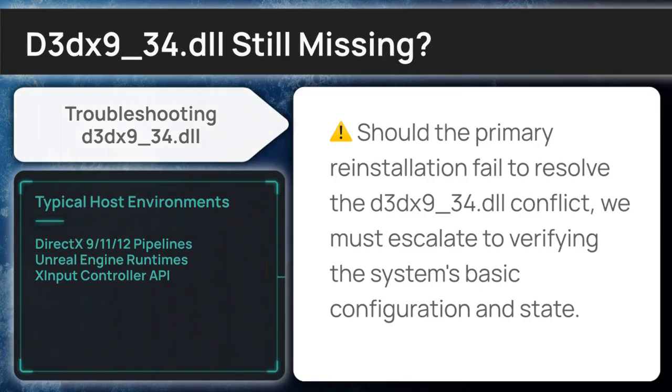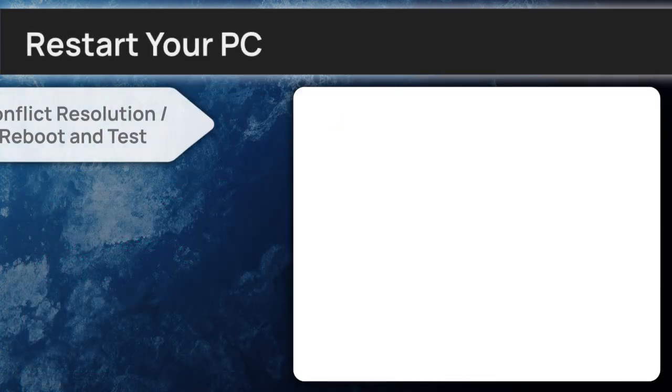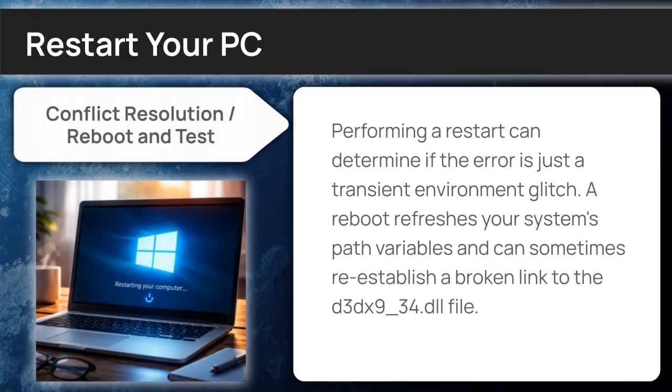A quick system restart is a practical way to ensure that all shared libraries, including the DirectX 9, are being loaded correctly into the current session's memory.